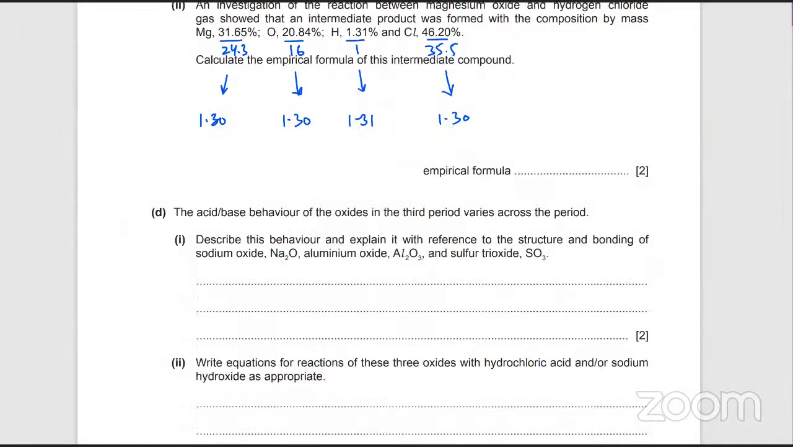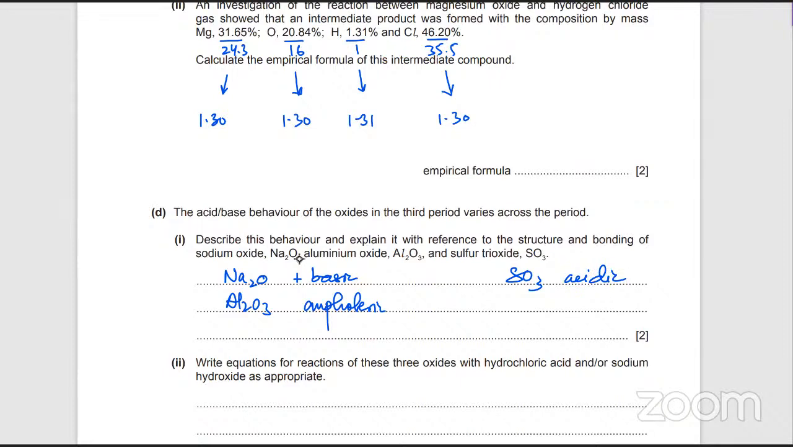Okay. So what are they saying here? It says describe this behavior and explain it with reference to the structure and bonding. So acid-base behavior in the third period across the period. The first one is sodium oxide. Its behavior explained with reference to structure and bonding. So Na2O, Al2O3, and SO3: this one is amphoteric, this one is basic, while SO3 is acidic.